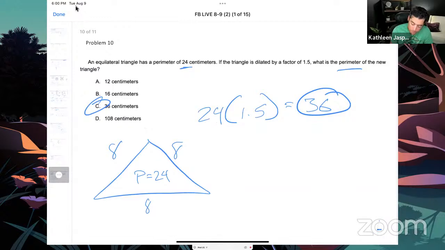Looks like back to number 10. We've got, can we dilate? You can dilate anything. Dilated is a term that just means you're making it bigger or smaller by a certain scale factor. That's all it means. You'll see rotated, which means you're turning it, and reflecting, which means you're going to the other side of an axis, but we don't need to talk about that. But yes, you can dilate anything.